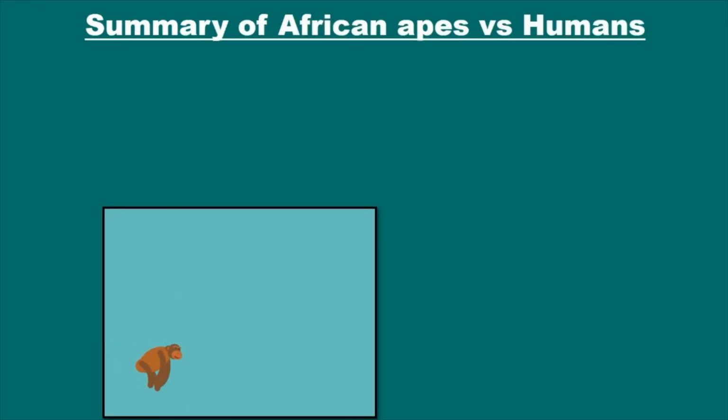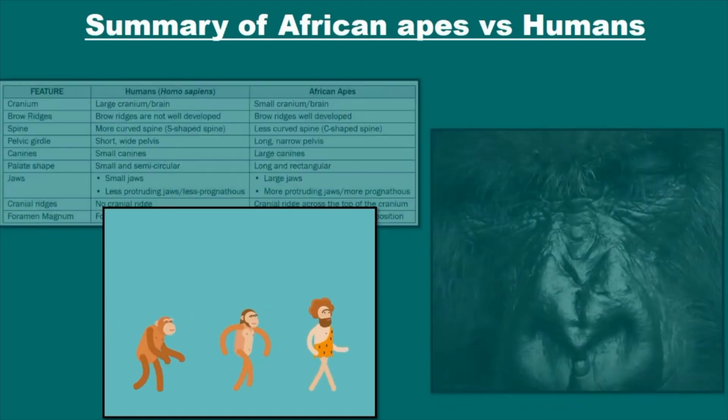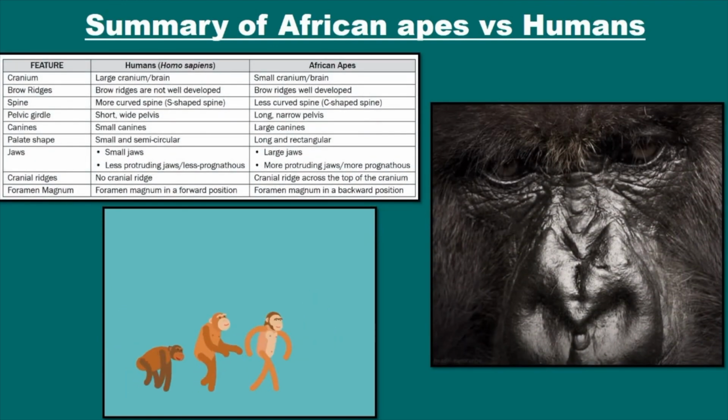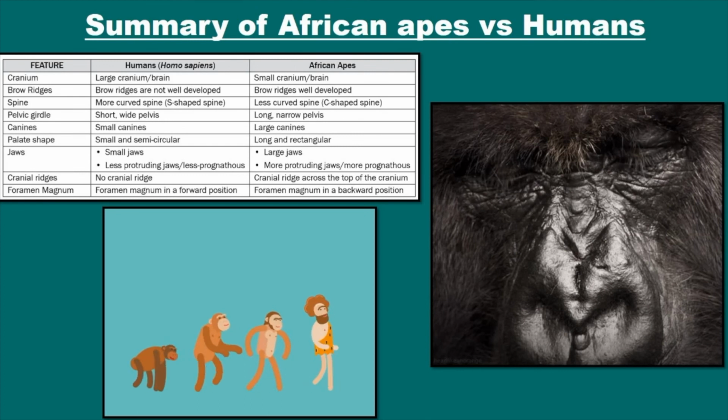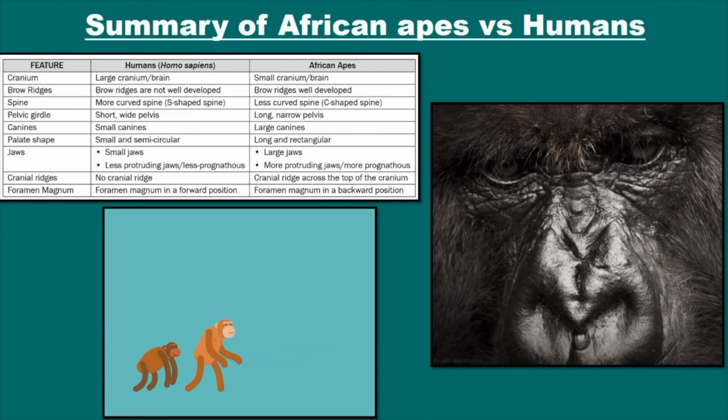So let's have a look at the summary of the differences between African apes versus humans. So the first characteristic, we will look at the cranium. So humans or Homo sapiens will have a larger cranium as we have a larger brain, and African apes will have a smaller cranium as they have a smaller brain. The brow ridge. So obviously humans, our brow ridges are not very well developed, where African apes have a very well developed brow ridge. The spine, humans have an S-shaped spine. It's a bit more curved in comparison to the African apes that have a C-shaped curve.